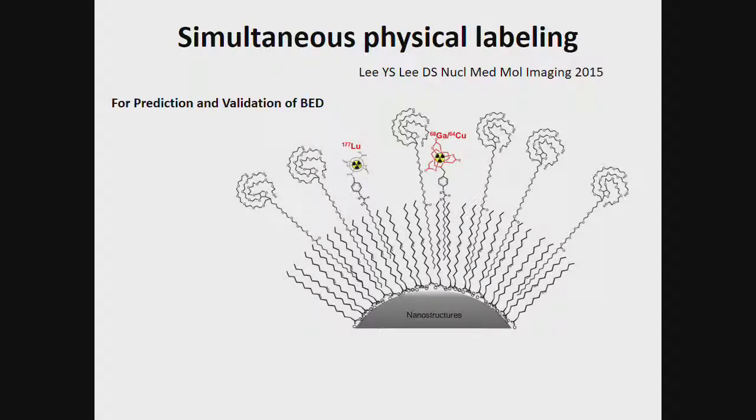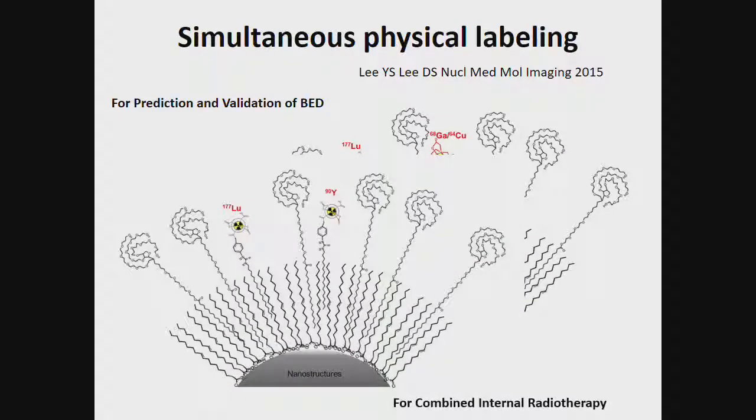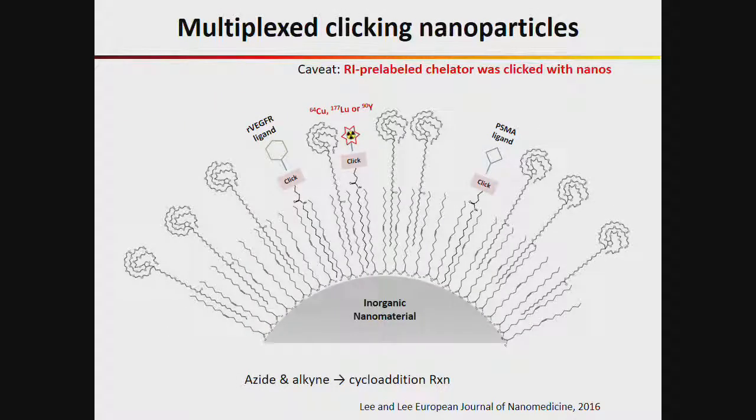However, there is another attractive method, which is the simultaneous physical labeling. So it's just encapsulation. Using that physical labeling, we have a lot of space. So we can just combine lutetium and gallium with the same molecule, same particle, and lutetium and yttrium and the combined therapy. Or I'm not quite sure, the actinium or something. So sometimes it can just be multiplexed, clicking, and RI pre-labeled chelator. So that's kind of making a nano platform. Radioisotope pre-labeled one is just in the vial and then mix and then injection.